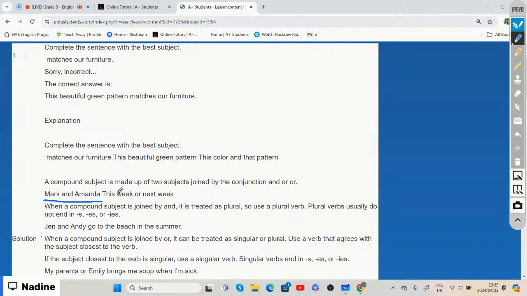Or we say this week or next week, right? So it's either we are adding something or we are giving choices, either this week or next week, right?